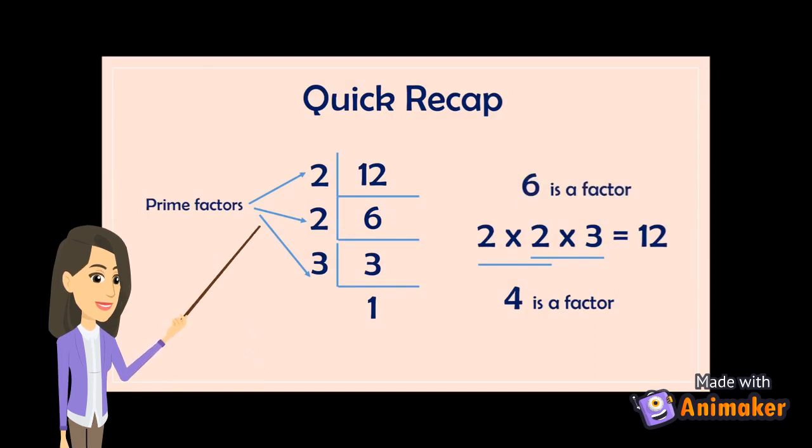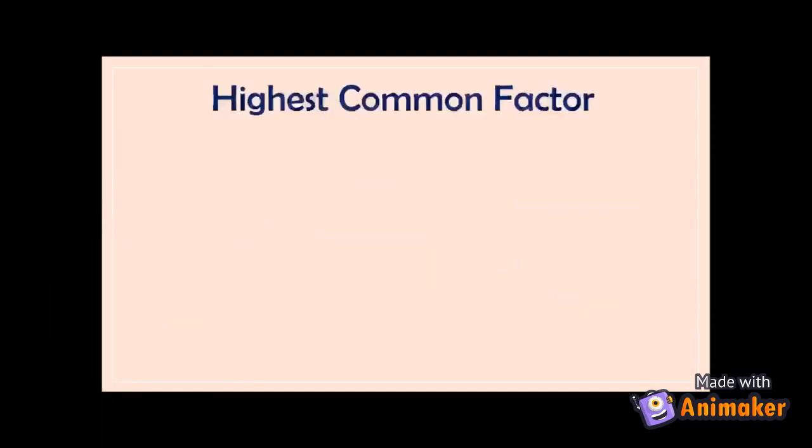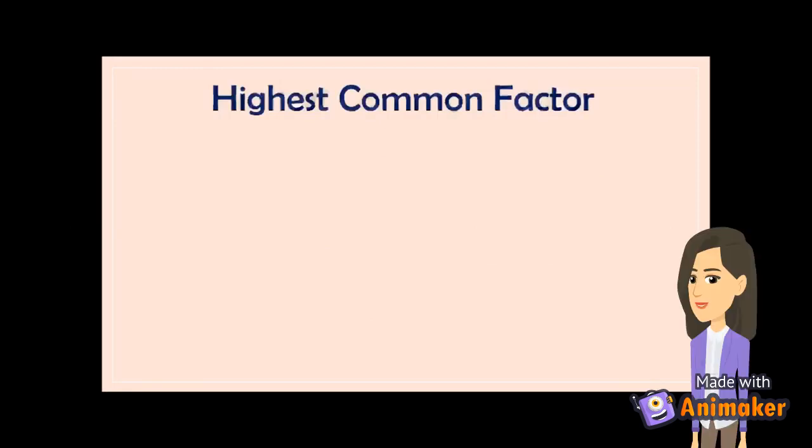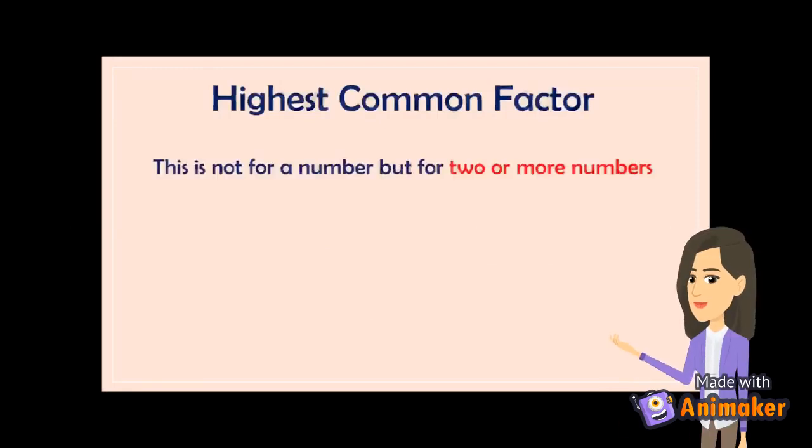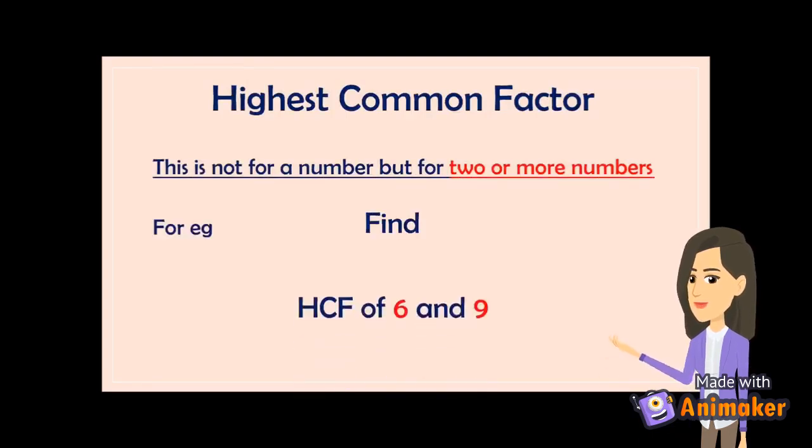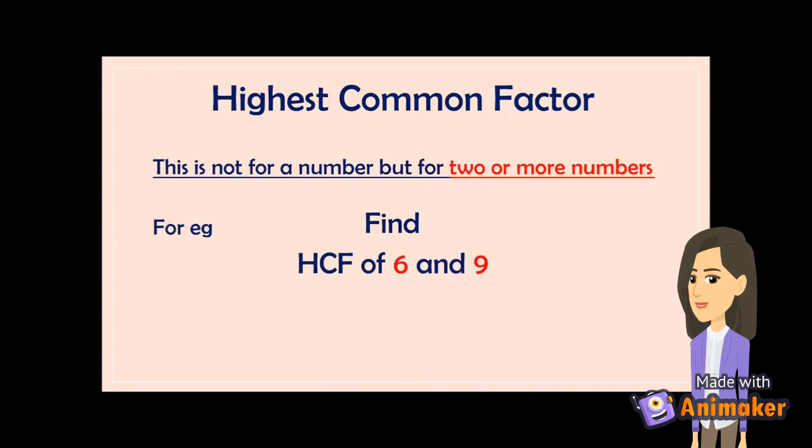So with this quick recap, let's go on to introduce highest common factor or HCF. Now this is not for one number. So when we are trying to find the HCF, it is not for one number, it is for two or more numbers. So your question would be like, find HCF of 6 and 9 or HCF of more than two numbers, 6, 9 and 12. These are two examples.